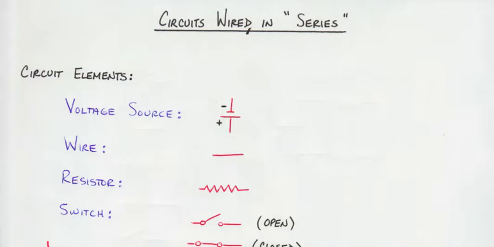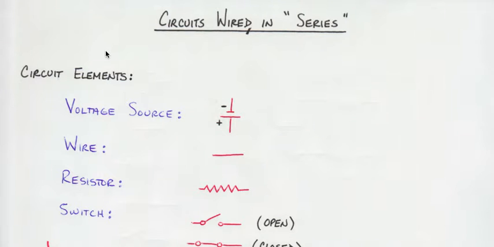When we're looking at circuits, there's a few different arrangements that we have. The first we're going to take a look at is what's known as circuits that are wired in what we call series. I'll get to the definition of that in a second. But first, it's important that we understand what the different circuit elements are.